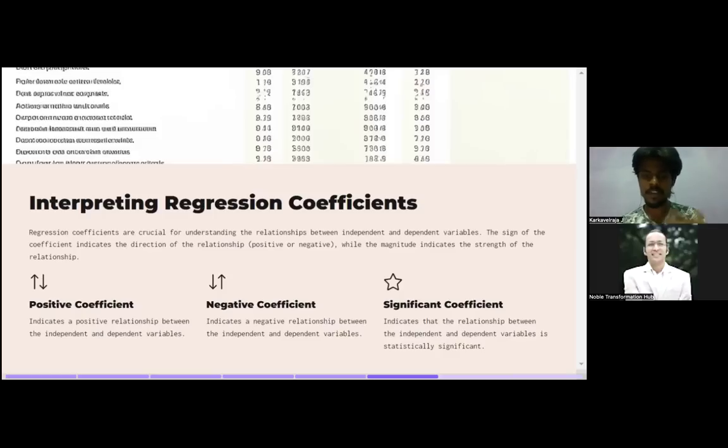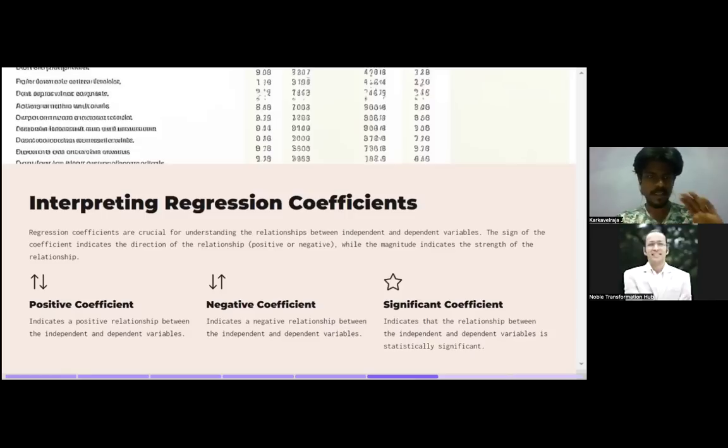Consider significant coefficients. A significant coefficient indicates that the relationship between the independent and dependent variable is statistically significant. So we need to have the dependent and independent variables in an optimal way. That's a major thing. So, positive coefficient means whenever the value of x increases, y also increases. Negative coefficient means whenever the value of x increases, y decreases. Significant coefficient means the relationship between the dependent and independent variable, x and y, should be statistically significant. That's it.